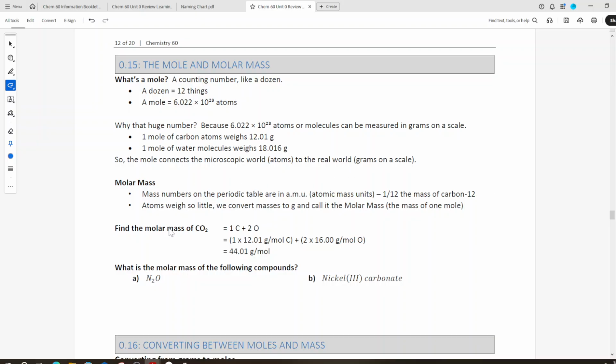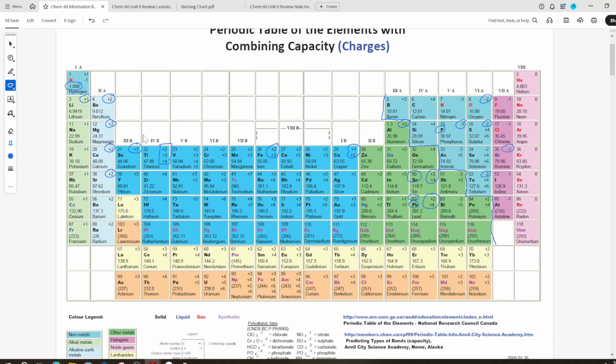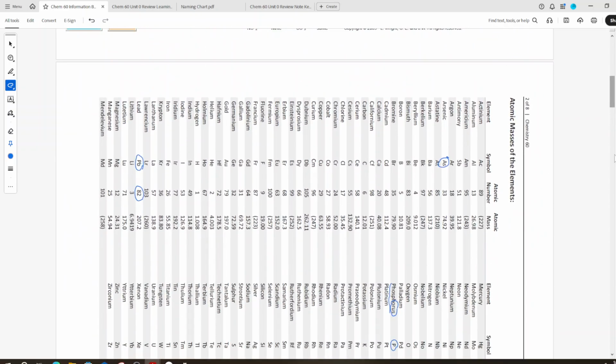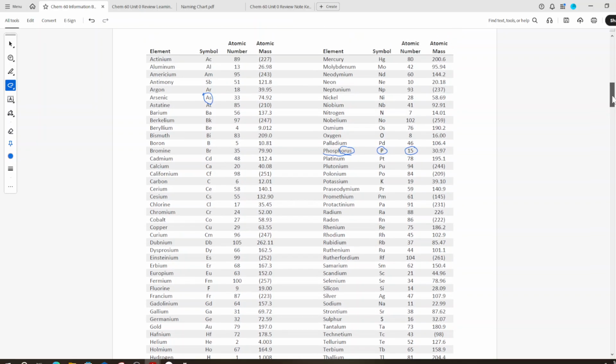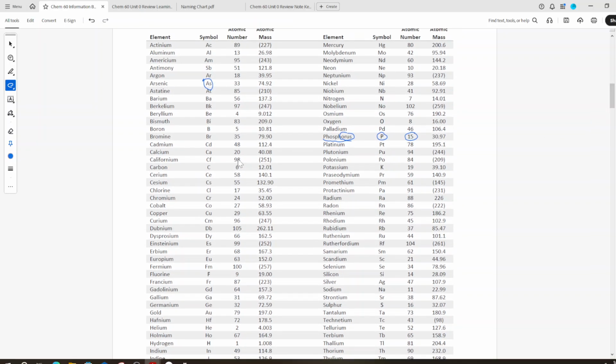So if I wanted to find the molar mass of carbon dioxide, this would consist of 1 carbon atom and 2 oxygen atoms. 1 carbon atom weighs 12.01 grams. How do I know? Well, 2 places. One, I can go to my periodic table if I know where carbon is and I can take the number off of there. Or if you're feeling kind of lazy and you don't feel the need to memorize your periodic table, it is good to know where things are, right? But you can also go on here and you can say carbon is 12.01.